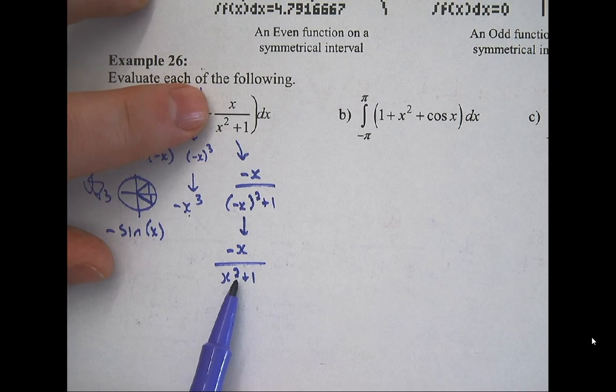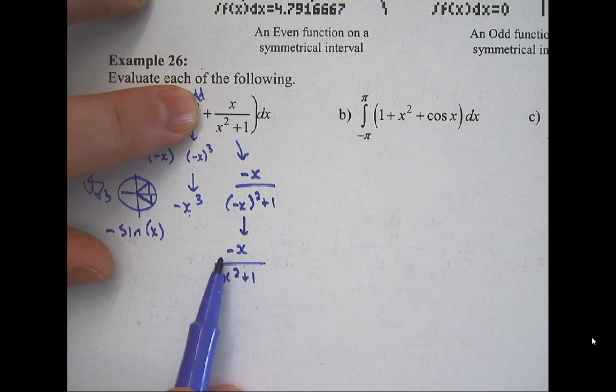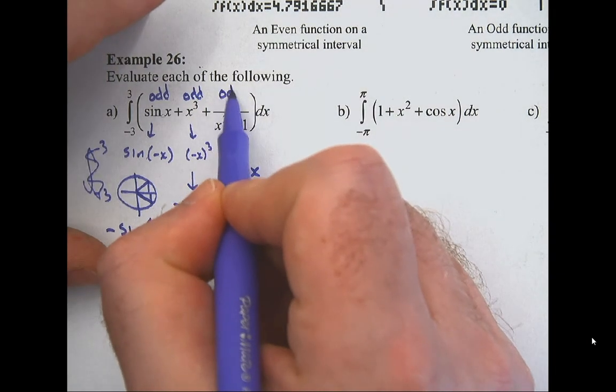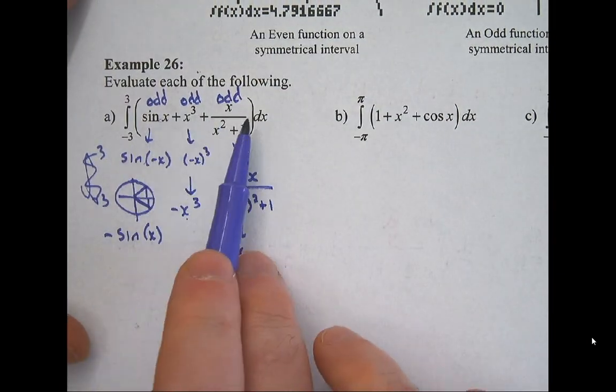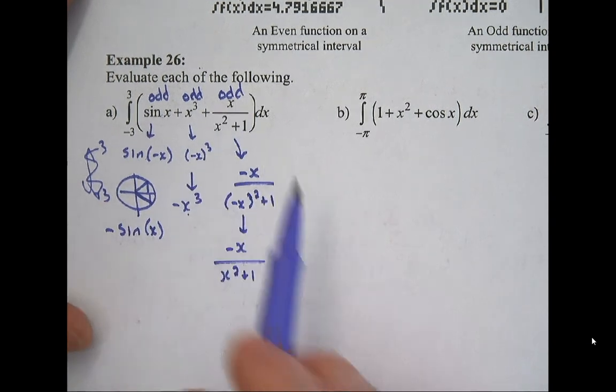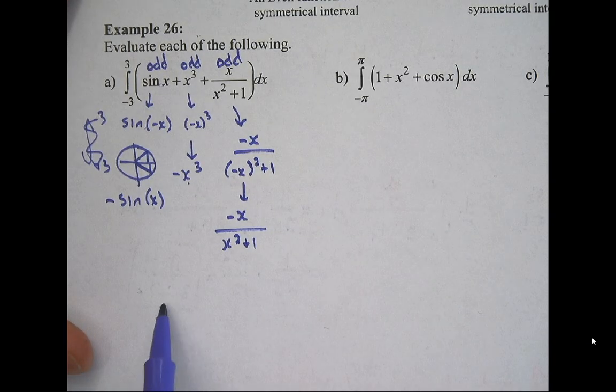What changed between these two? They're exactly the same except one is negative. So this is also odd. So if you have 3 odd functions added together, you have an odd function overall. So the answer to this is a big fat 0.